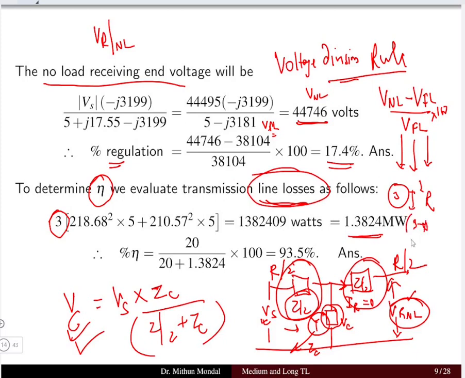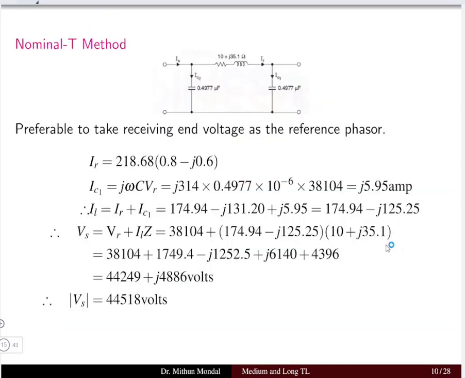This is for a 3-phase system because we have multiplied that with 3. Now the total efficiency of the line is basically power output by power input. So these are the losses which we have added to the power output. That will give 93.5% as the net efficiency of the line. Now the same problem we have to solve by the nominal pi method.